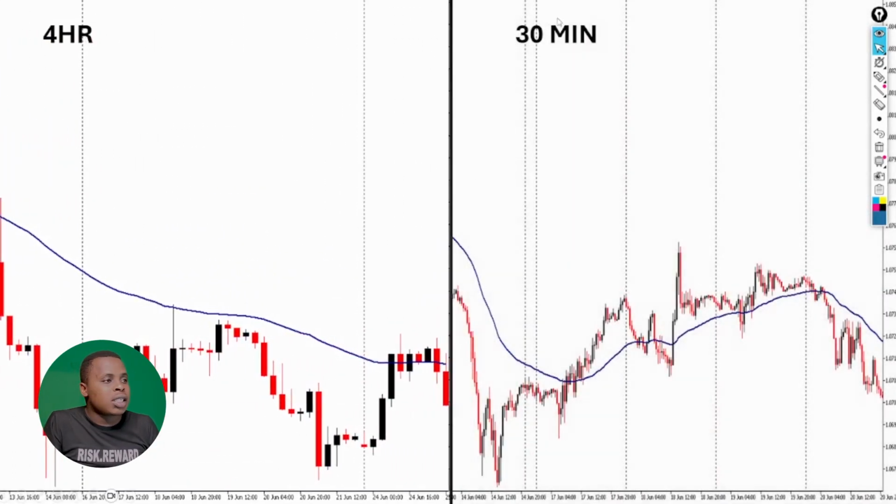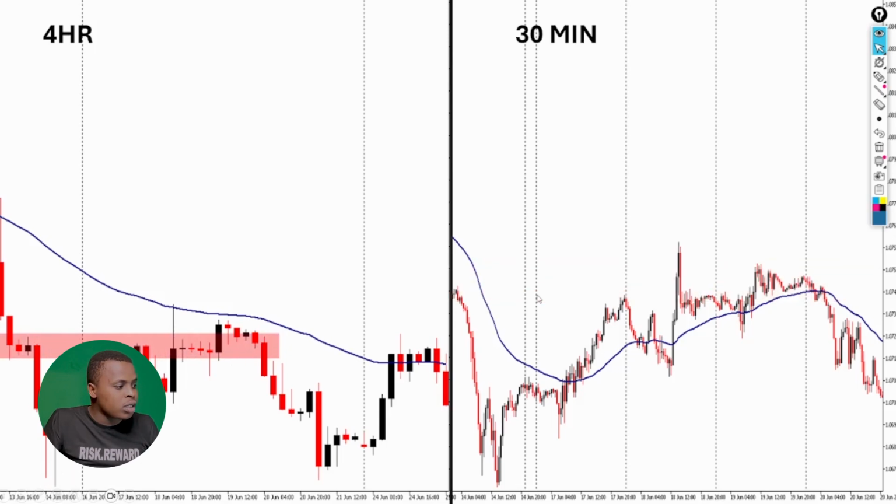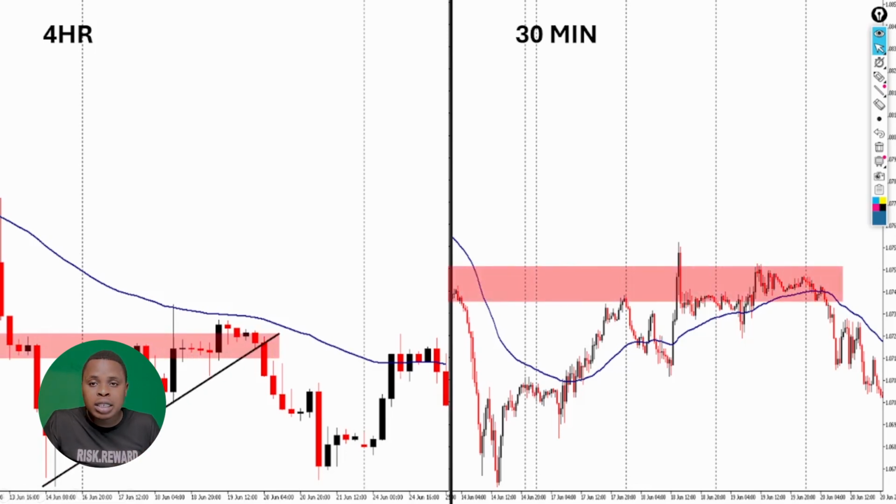So if I go down to the lower time frame, I'm just going to put another chart here, which is the 30-minute chart. So we started on the 4 hour. We have already seen our area of value. We have already seen our trend line, right? So we have a trend line here. This is our area of value on the 4 hour time frame, and this is our area of value on the 30-minute time frame, and this is our trend line on the 4 hour time frame, and this is our trend line on the 30-minute time frame.